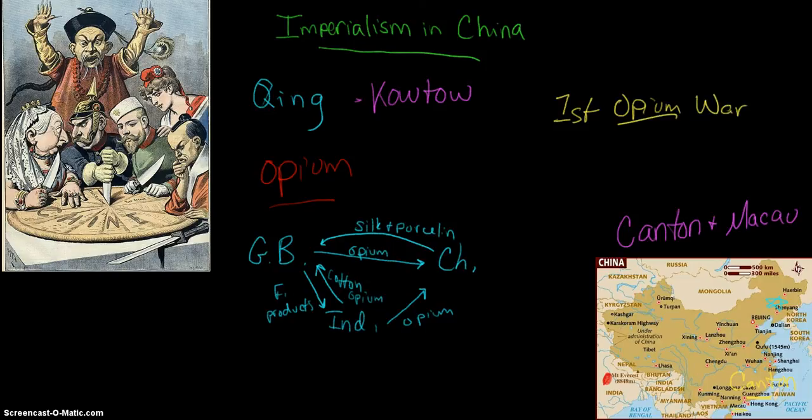Now, unfortunately for the Chinese, they hadn't undergone an industrial revolution at this time, so Great Britain has an advanced military compared to the Chinese. Their navy is able to easily defeat the Chinese navy, and they actually take control of one of these port cities that we talked about, Canton.